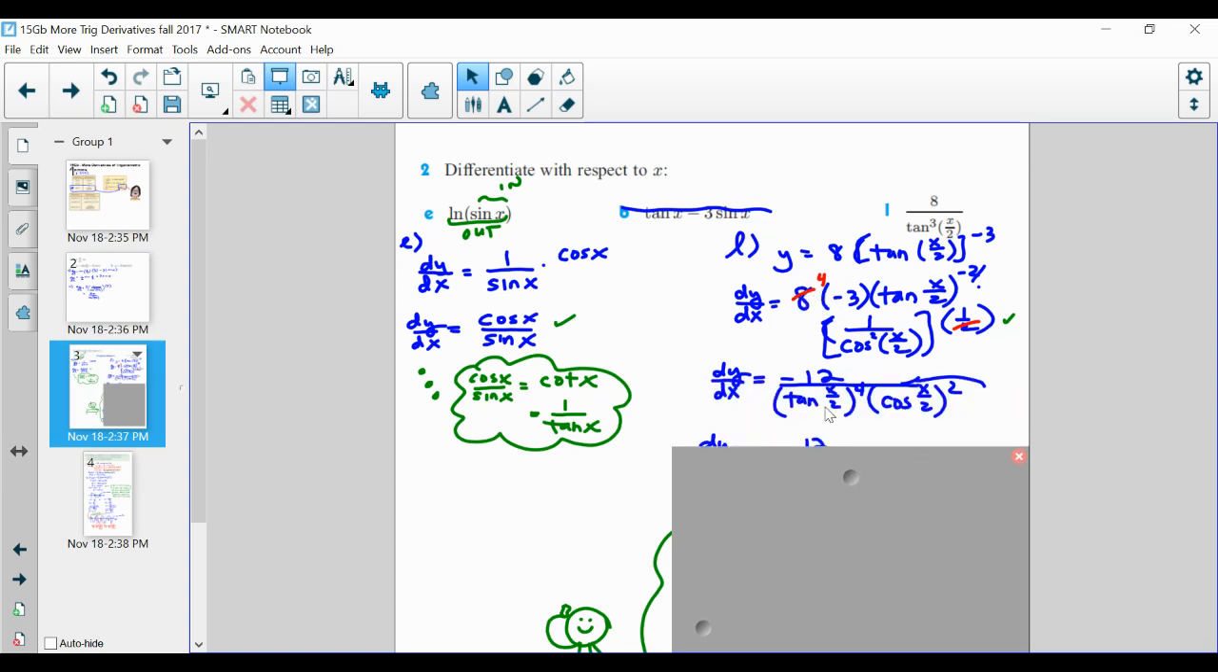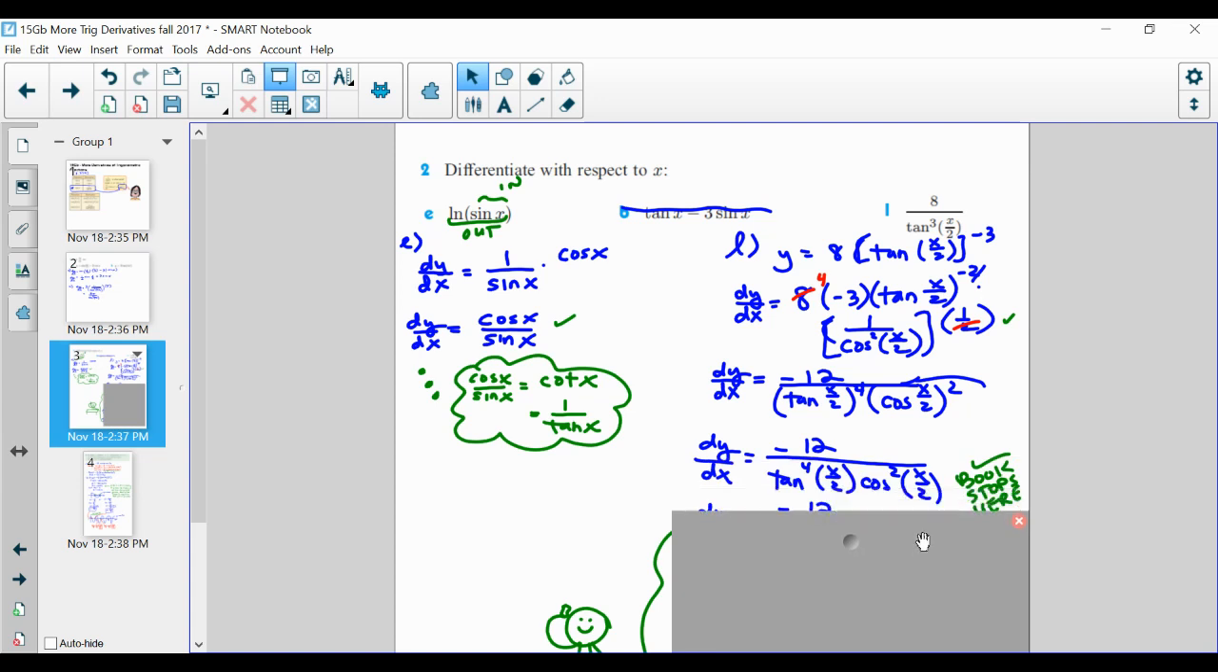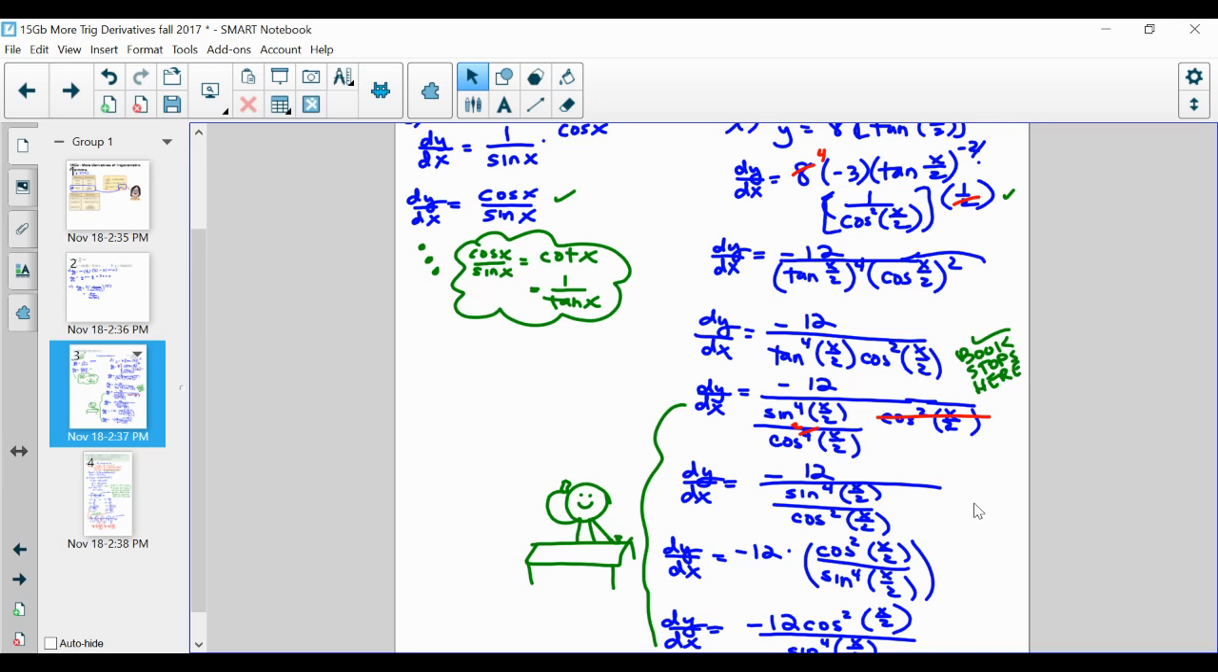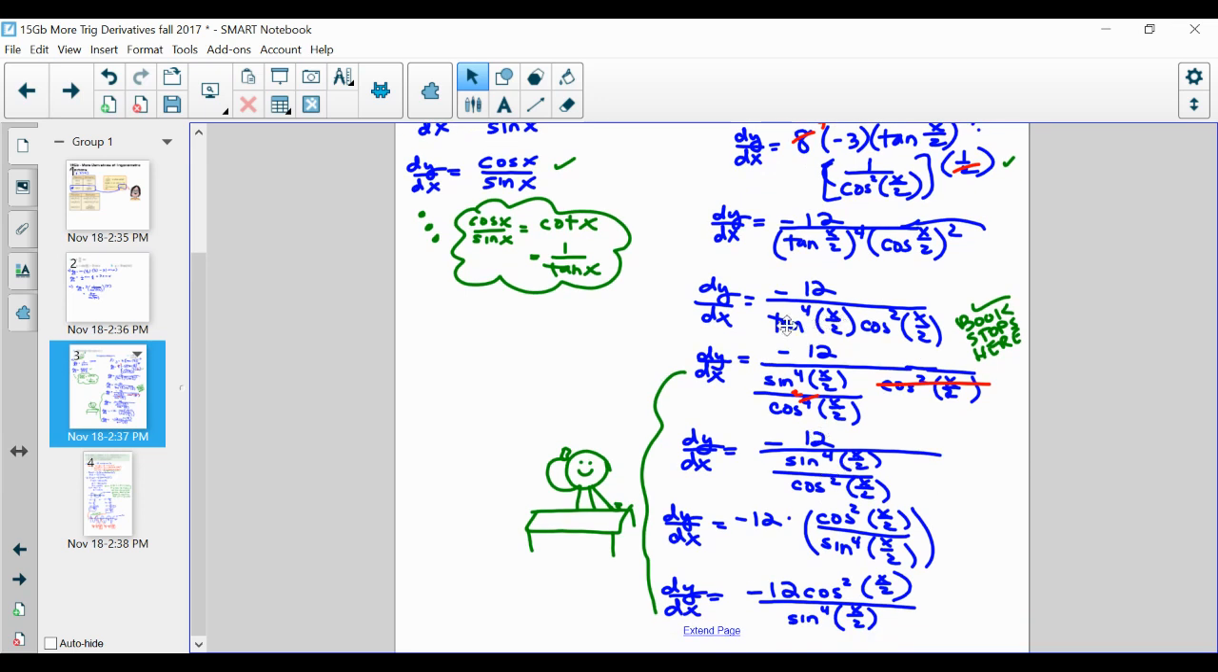8 times 1/2, that gives me the 4, times negative 3 gives me this negative 12. In my denominator, I have a tan of x over 2 to the 4, and a cos squared of x over 2 all squared. Okay, now your book stops here, but if you wanted to follow some extra steps, you could rewrite tan as sine over cosine and see if you can cancel out some common factors.